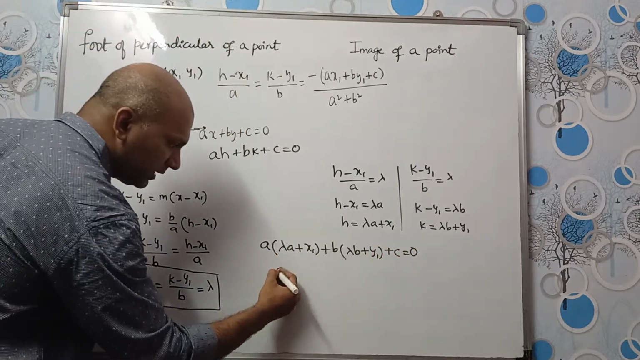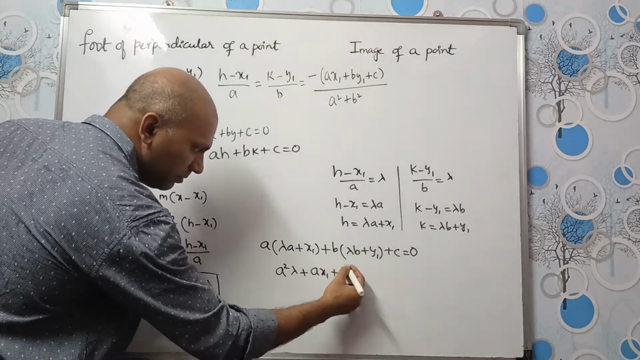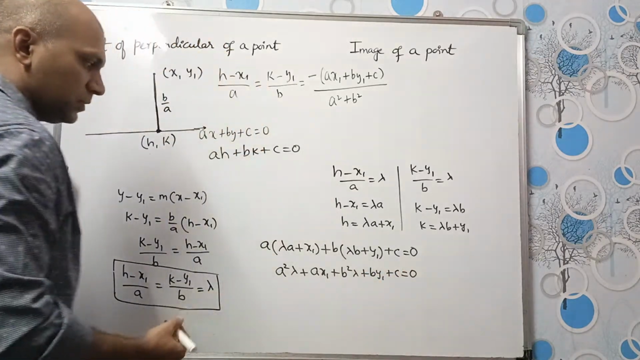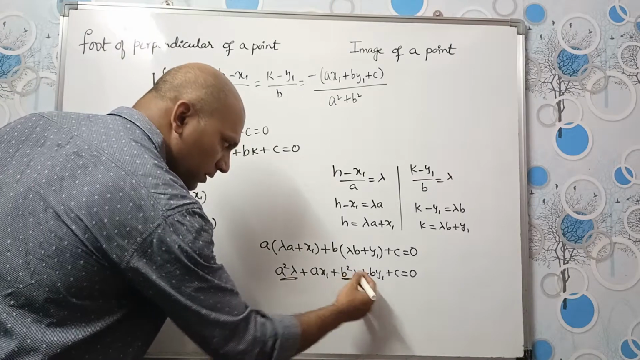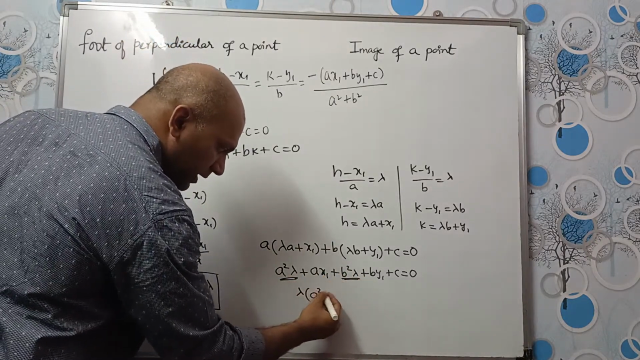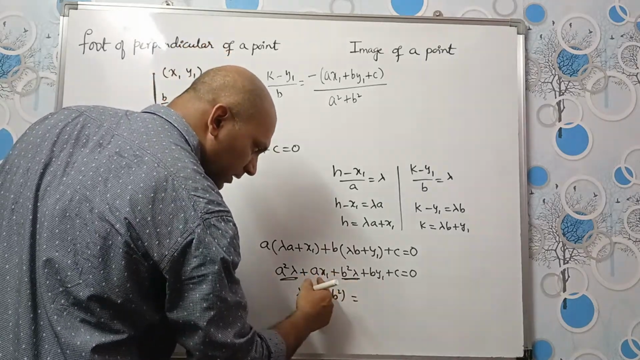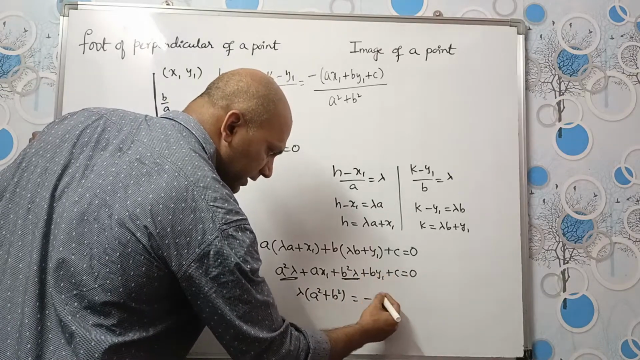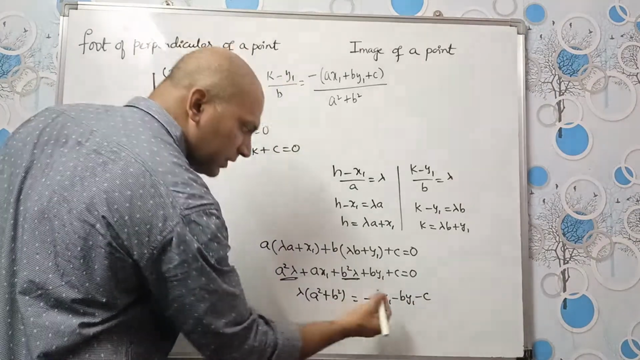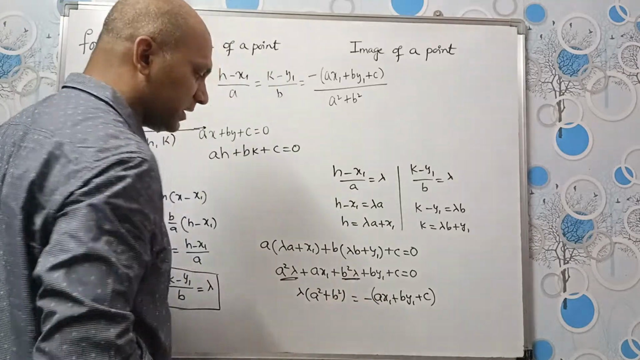Let us multiply. a square lambda plus ax1 plus b square lambda plus by1 plus c is equal to 0. So lambda terms are here. Let us take lambda common. We will have a square plus b square from these two terms, and we are sending ax1, by1 and c to the other side, so this will be minus ax1 minus by1 minus c. If you take minus common, every term inside will become plus, right?